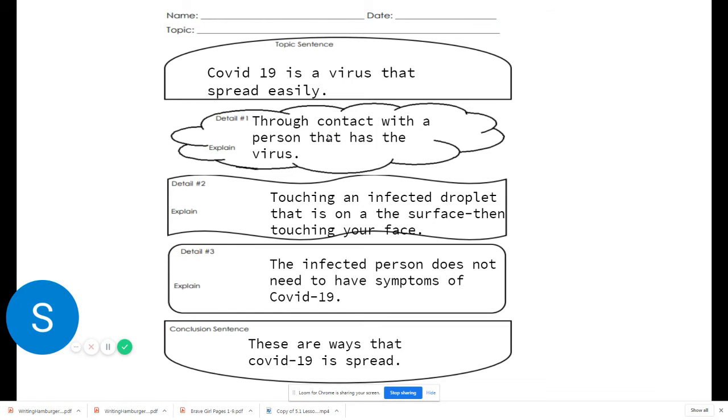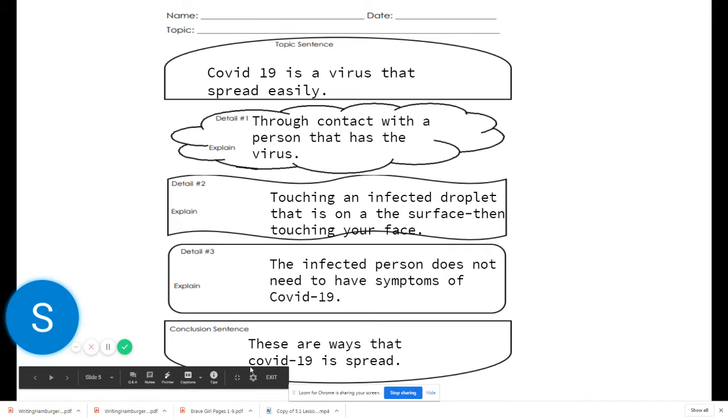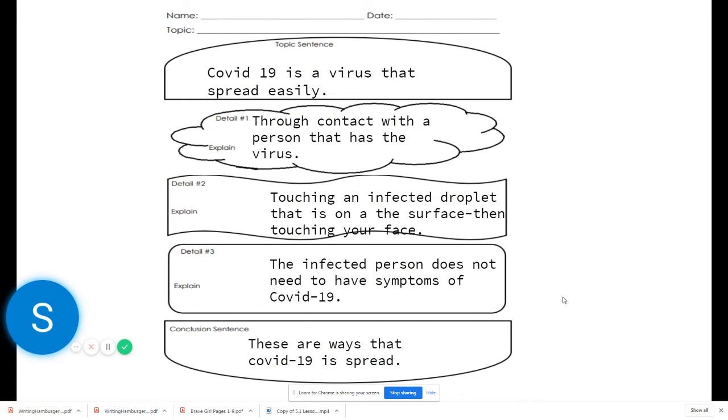Am I done? No, I'm not. I know that a good paragraph needs a concluding sentence. It kind of ties the whole paragraph up. It's the bottom bread. Without it, all the ingredients will fall. So my last sentence is, these are ways that COVID-19 is spread, right? I'm restating everything that I wrote, but now I'm writing it into a concluding sentence.